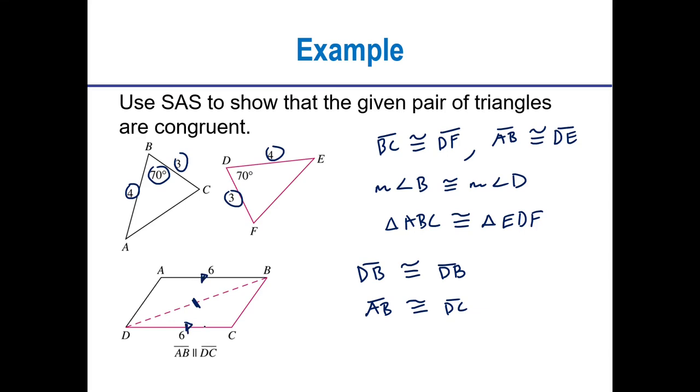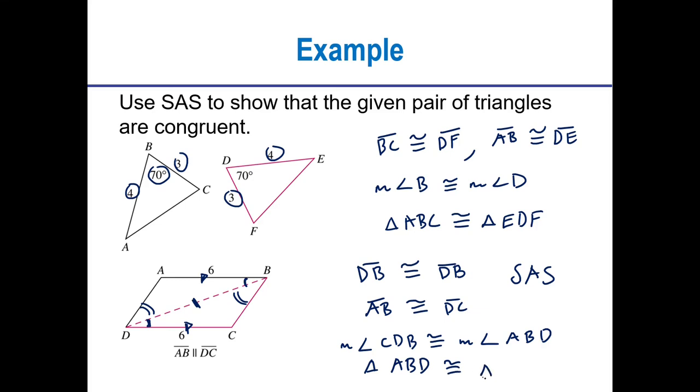AB is parallel to DC, and we have a transversal DB. Therefore, this angle must be equivalent to this angle, and this angle must be equivalent to this angle, since they're alternate interior angles. So the measure of angle CDB is congruent to the measure of angle ABD. Therefore, triangle ABD is congruent to triangle CDB.